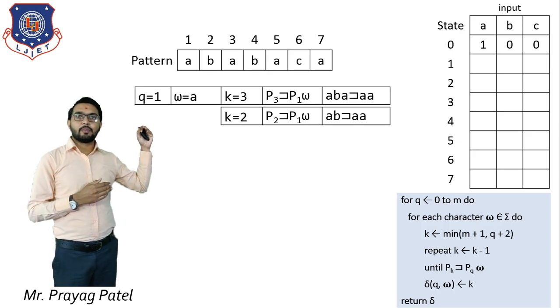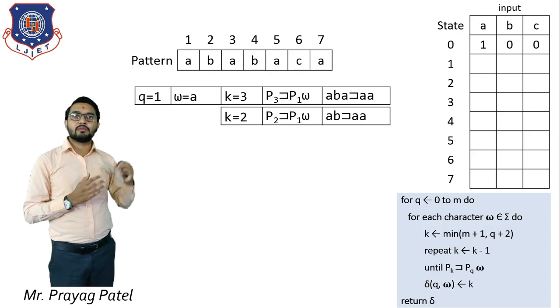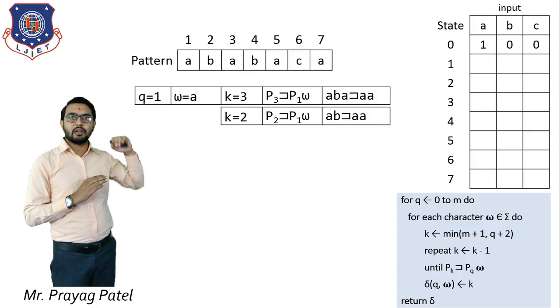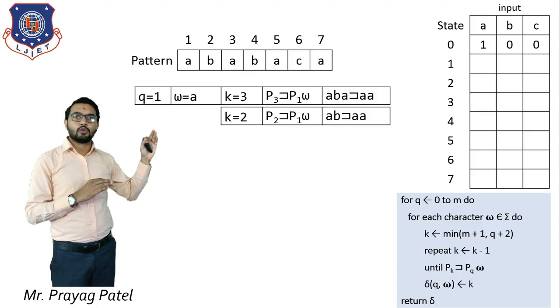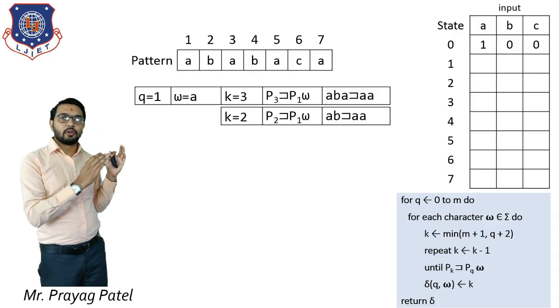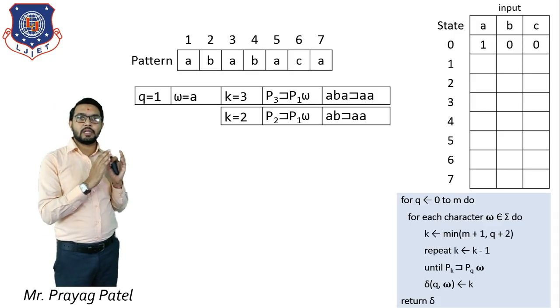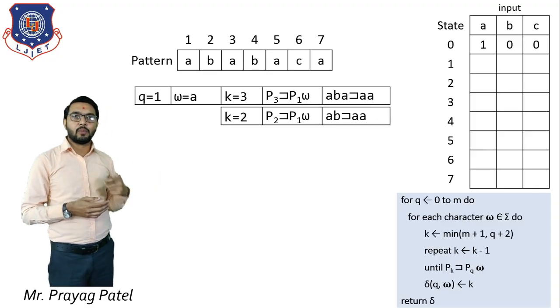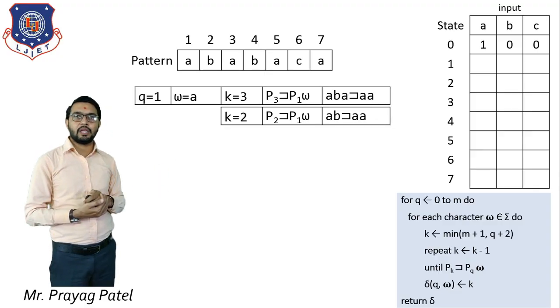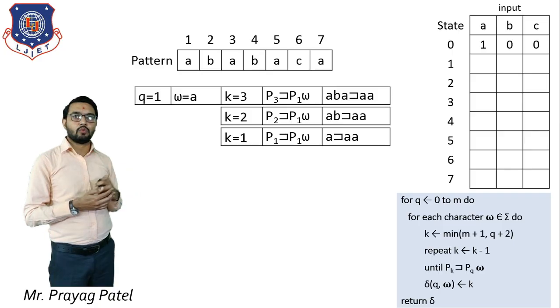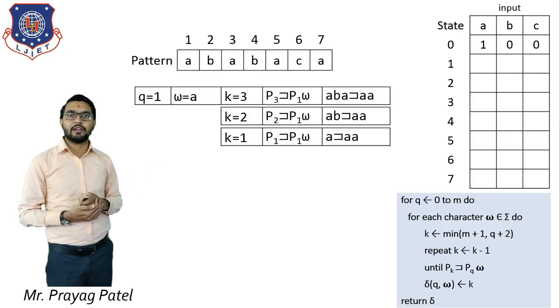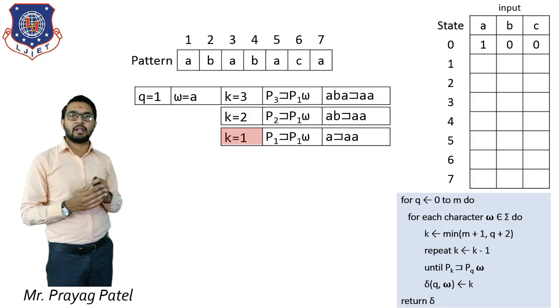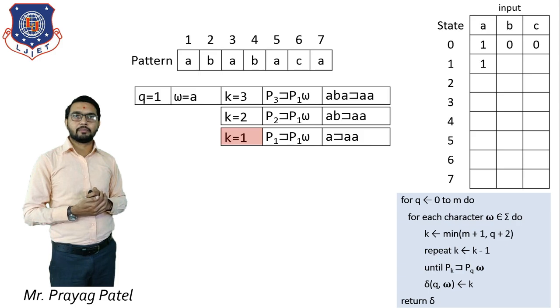Now consider P1 into W. P1 means the first character from the pattern and W means A. So here A and A is your P1W. So compare this. ABA is a suffix of AA? No. Now decrement K, so AB is a suffix of AA? No. Then K equal to 1, A is a suffix of AA? Yes. Then consider K equal to 1 as the answer for Q1A.